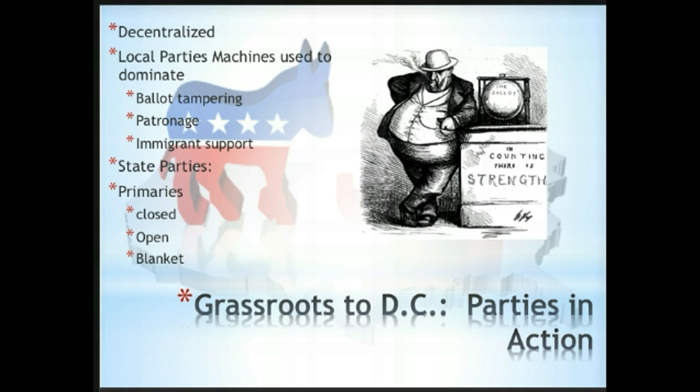Don't forget your primaries. You have closed primaries, where only people who have registered with the party are allowed to vote in that party's primary and nominate a party's candidate. There are open primaries where voters can choose which party's primary they want to vote in. So if I'm a Democrat, I can choose to vote in the Republican primary if I wanted. And then there's a thing called blanket primaries. Blanket primaries are when candidates from both parties are listed on the ballot, so voters can choose different party candidates for different offices. So it's a blanket because it covers all different nominees and all different particular candidates for office.